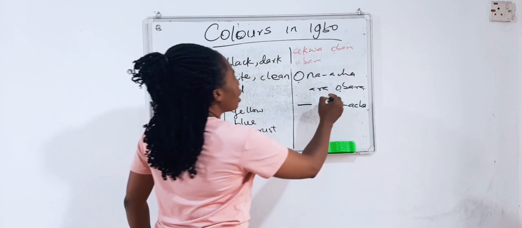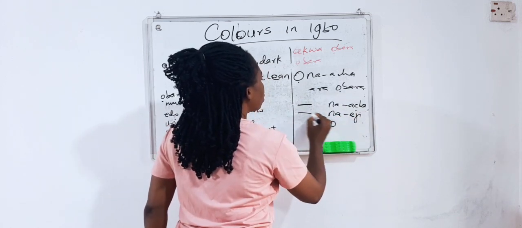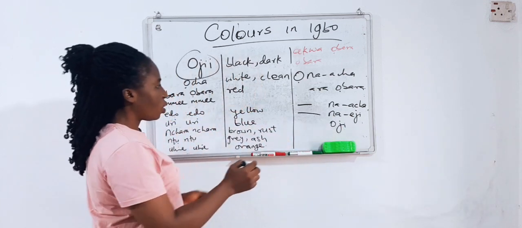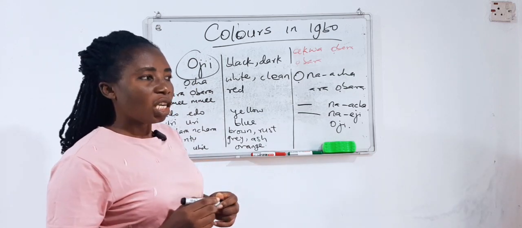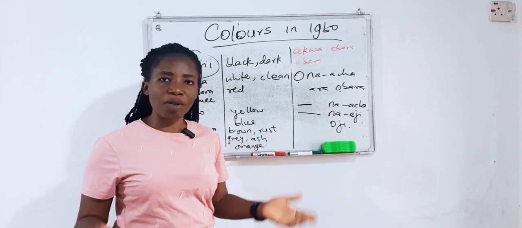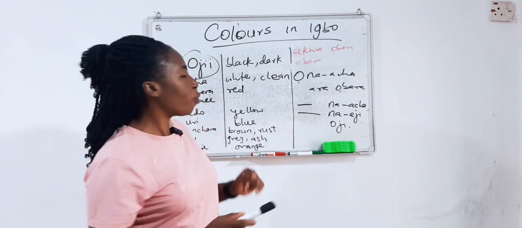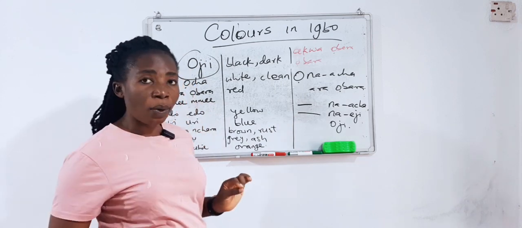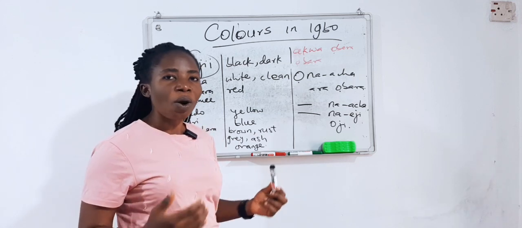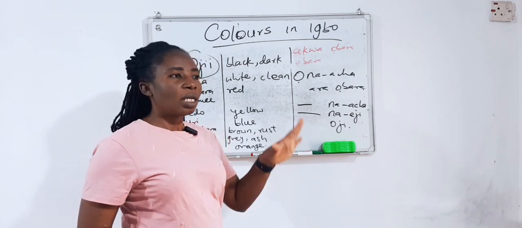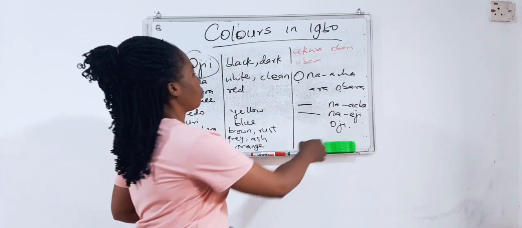you cannot say na-acha oji. You say na-eji oji. Ọ na-eji oji. He, she, or it is dark in color or black. Ọ na-eji oji, not ọ na-acha oji. But it could be ọ na-acha other colors, but not oji. You say ọ na-eji oji or akpa m na-eji oji. Akwa ahụ na-eji oji. That cloth is black in color.